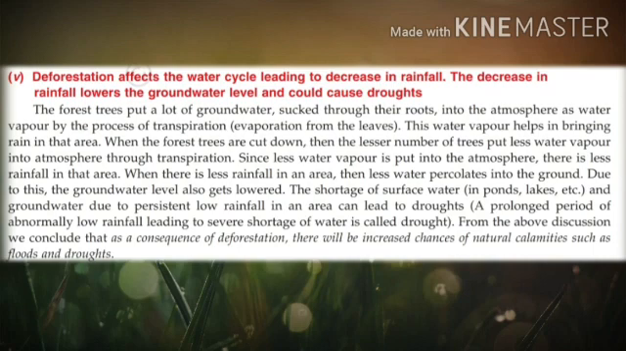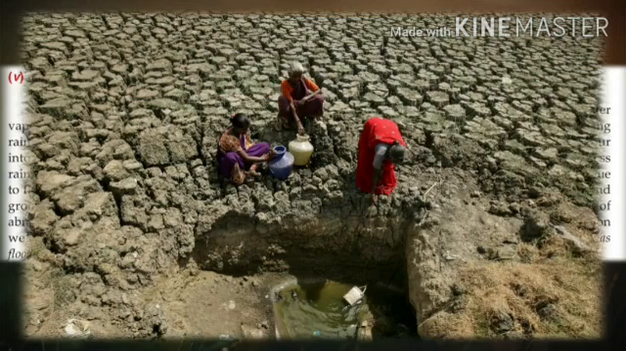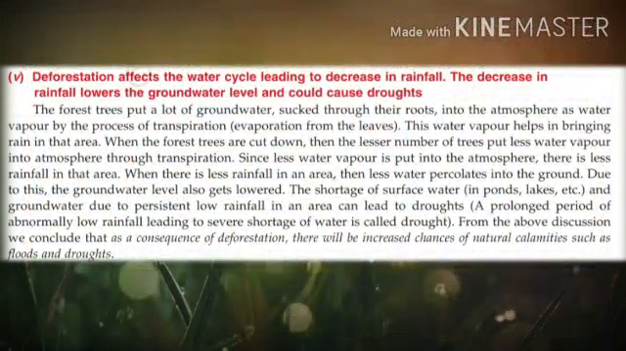So the groundwater level will go down or not? Yes. Due to this, the groundwater level also gets lowered. The shortage of surface water, that is in ponds, lakes, etc., and groundwater due to persistent low rainfall in an area can lead to droughts. Now droughts will occur, isn't it? When the ponds and lakes start drying up and groundwater starts going down, then people will not have enough water, no drinking water, isn't it? And this will lead to droughts. Irrigation will not be possible, isn't it?